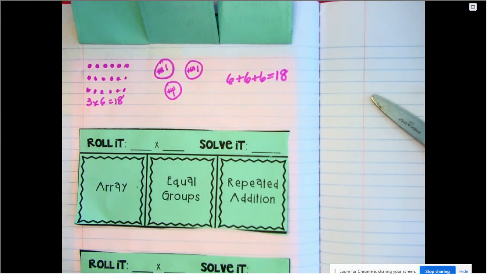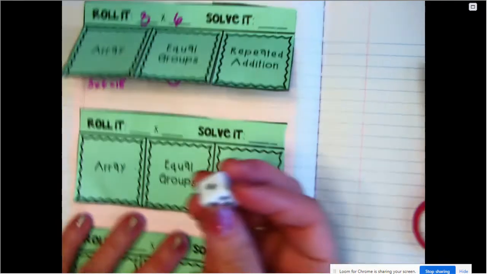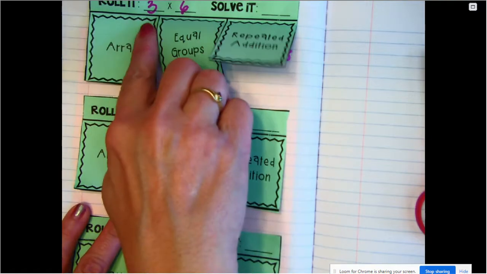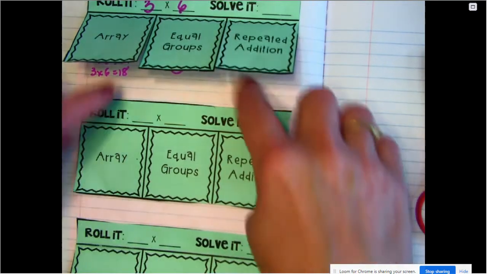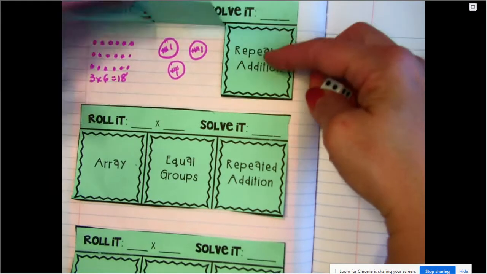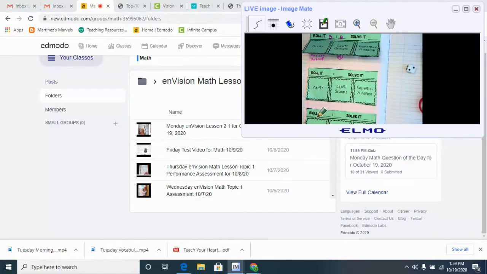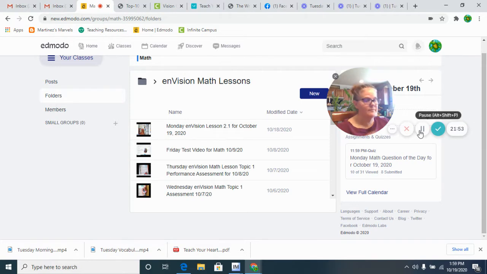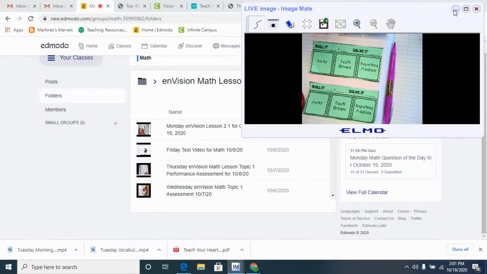All right, if you want to write down my example, you can do that, or you can do your own. But you're just going to roll this twice, draw an array that matches, equal groups, and repeated addition that goes with all of those. All right, guys, I'm going to give you a few minutes to do that, and then we're going to finish up the last part that we have to do today. So go ahead and do the 3 games. All right, did I give you enough time to play, to do some games?